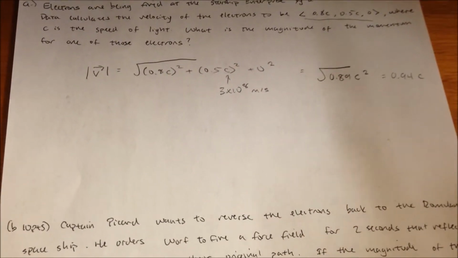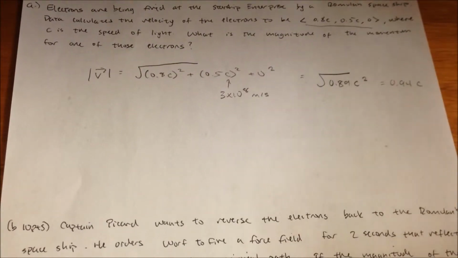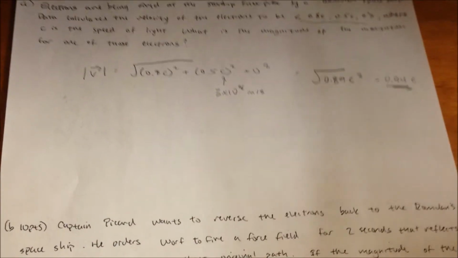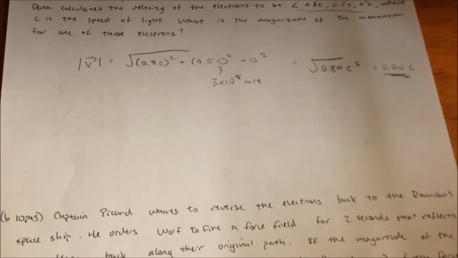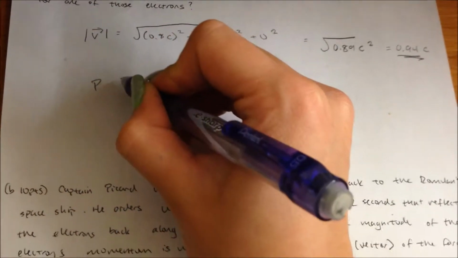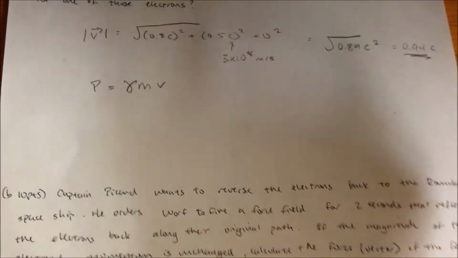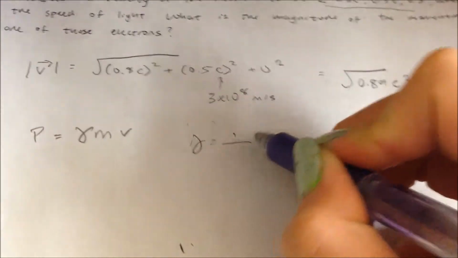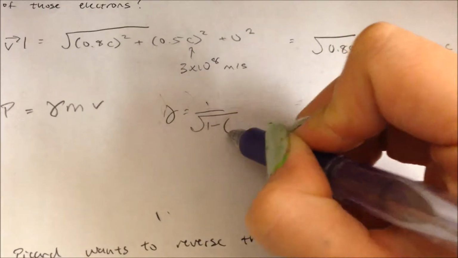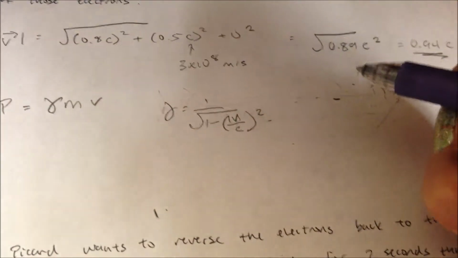Okay, so after you have that, you can find the magnitude of the momentum. In this case, since they're moving so close to the speed of light, at 0.94 the speed of light, we're going to have to consider the relativistic model. So the momentum is equal to gamma times mass times the velocity. The equation to solve for gamma is 1 over the square root of 1 minus the magnitude of the velocity over c, all squared.